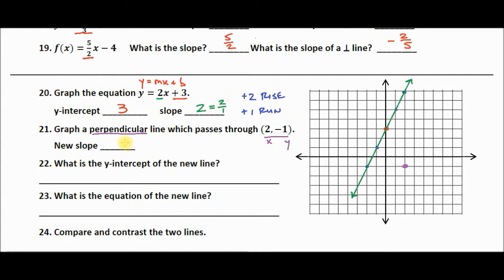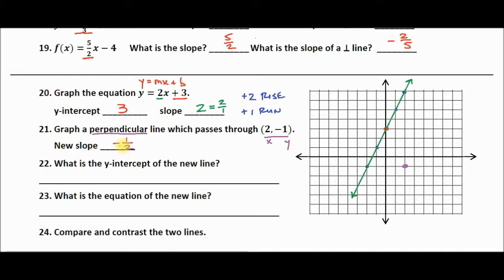So instead of 2/1, the reciprocal is 1/2, and that's positive on the original line. The perpendicular line will be negative. So our new slope is going to be negative 1/2. Okay, well, let's write that out in terms of rise over run. You can put this negative sign on top or bottom. It's one or the other, but class, it's not both.